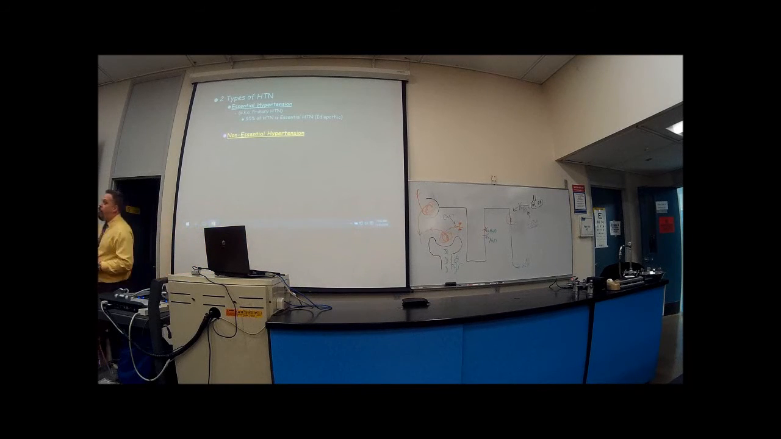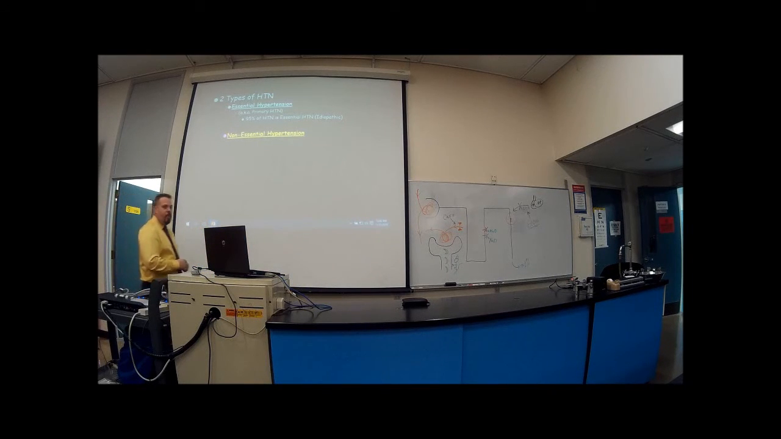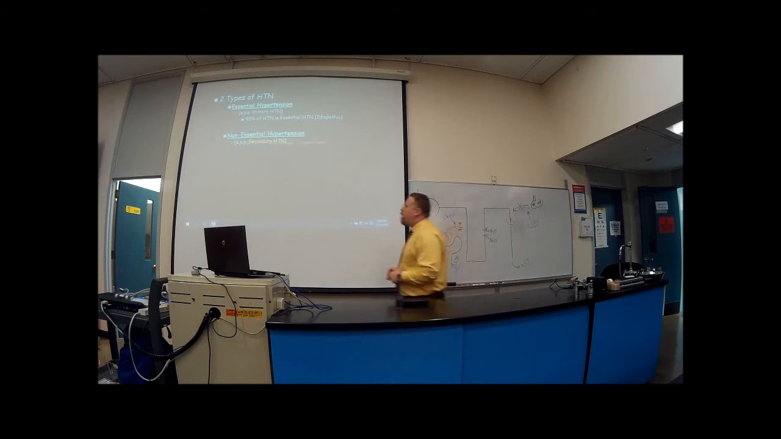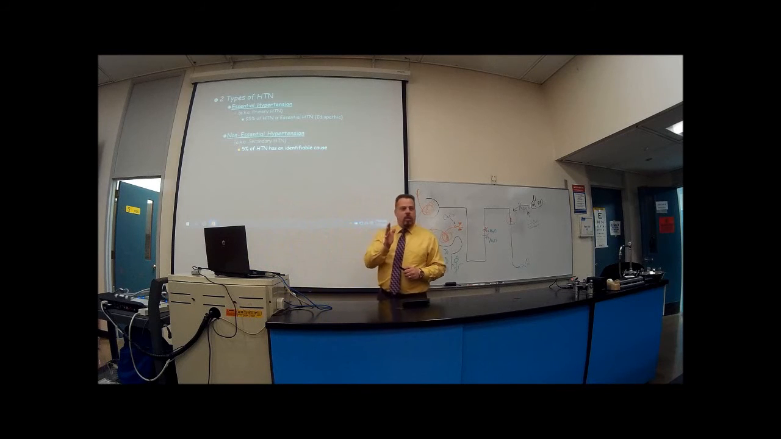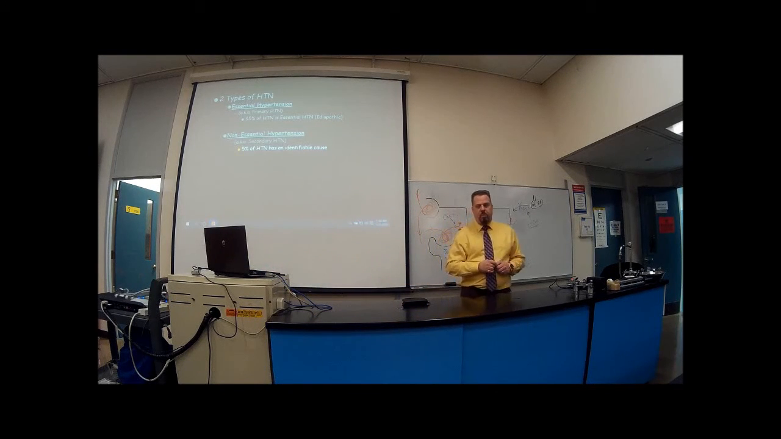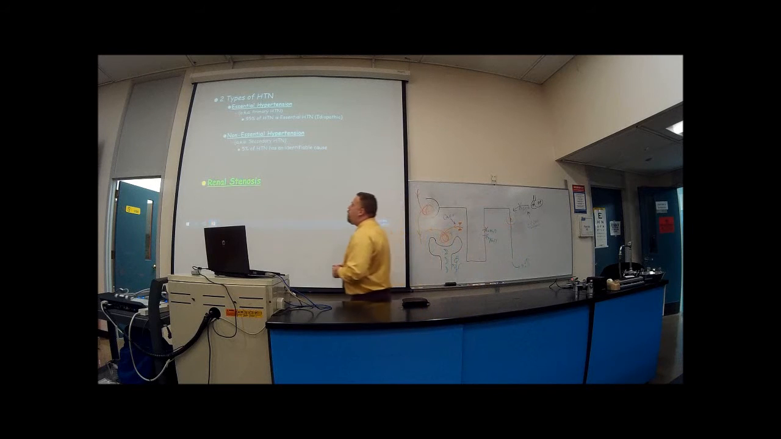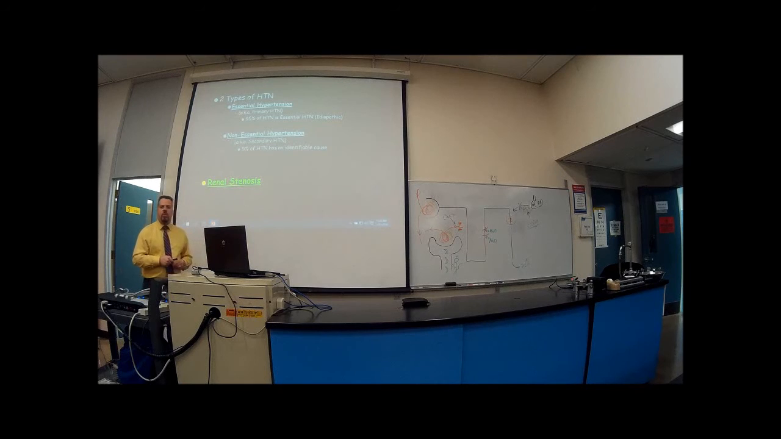There's also 5% that's non-essential hypertension, meaning we have a direct reason for it. Okay? So we call this secondary hypertension. 5% have some kind of identifiable reason or cause for that high blood pressure. And the most common reason that someone has non-essential hypertension is renal stenosis. We've learned about stenosis, mitral stenosis, and tricuspid stenosis. Stenosis is a fancy word for narrowing.